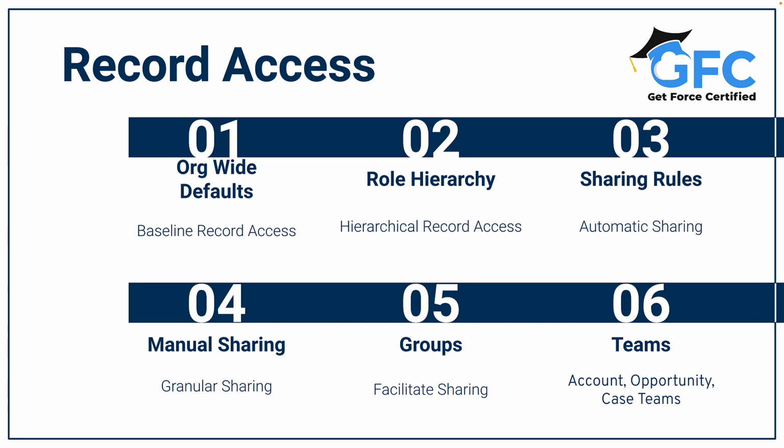We then have groups and team access, which allow users to share records as part of public groups, account teams, opportunity teams, or case teams. But now, let's dive into org-wide defaults.